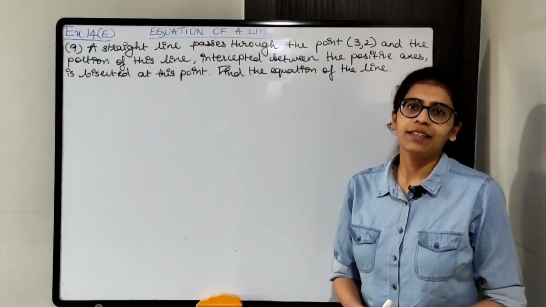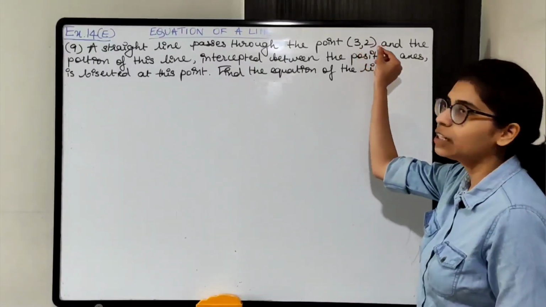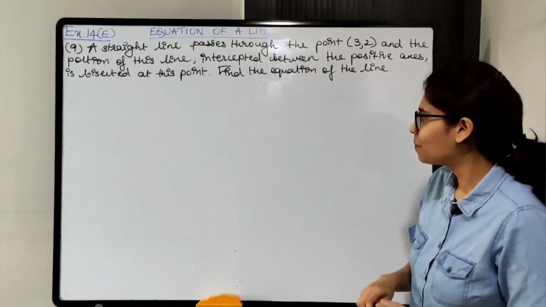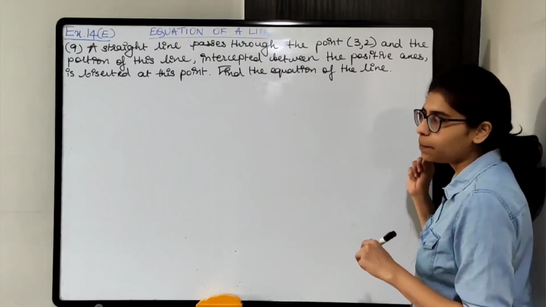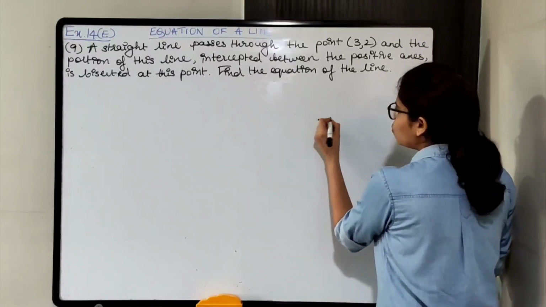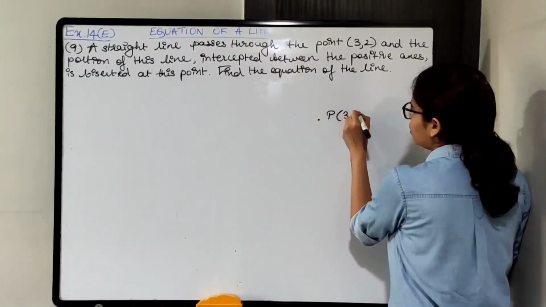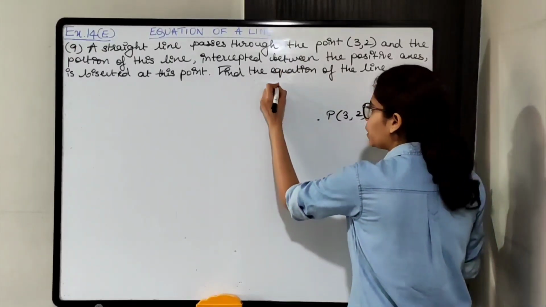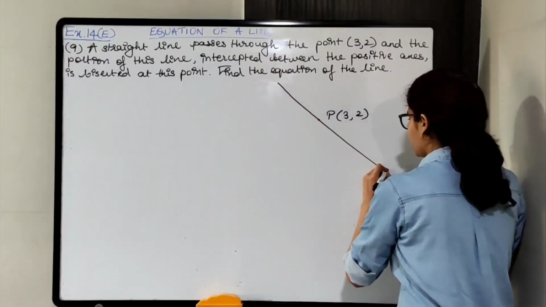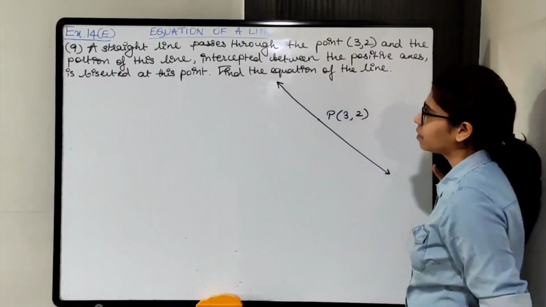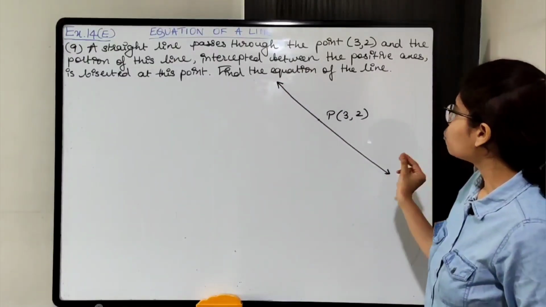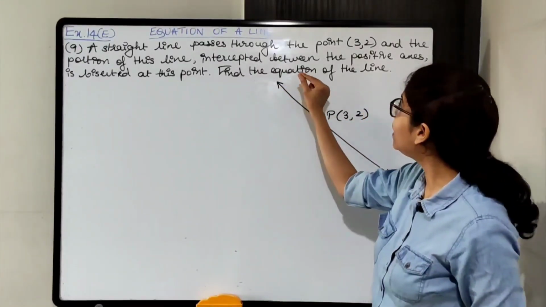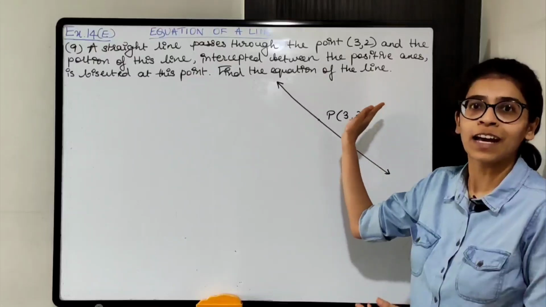A straight line is passing through the point (3, 2). Let's name the point as P. So there is a point P whose coordinates are (3, 2). A straight line is passing through this point. A straight line passes through the point (3, 2) and the portion of this line intercepted between the positive axes.